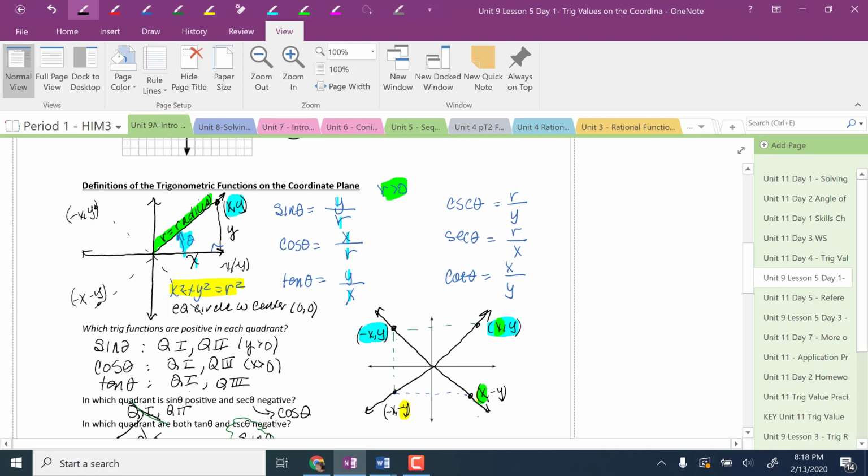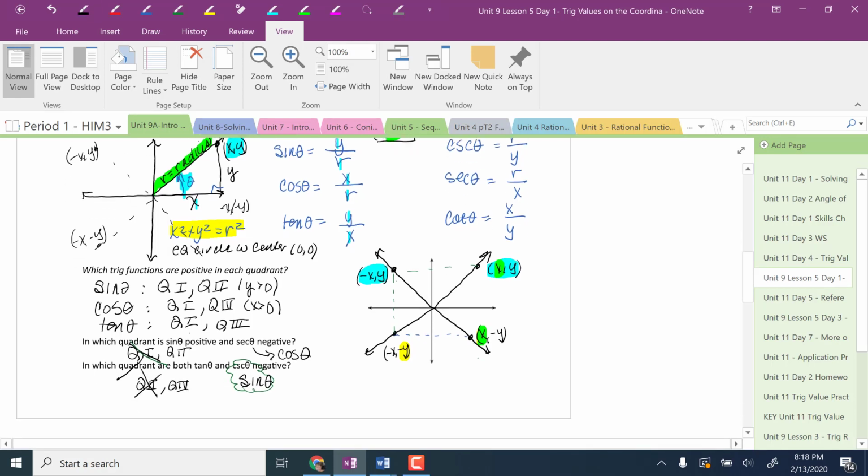So the sine of my angle is the side opposite over my hypotenuse. The cosine of that angle is the side adjacent over that hypotenuse, which is the radius of what I'm sweeping out. And the tangent of my angle is the side opposite over the side adjacent. And then we get our other 3 ratios just by taking the reciprocal. And we need to keep in mind that the r has to be positive, or else I'm not going to be sweeping out any angle whatsoever.